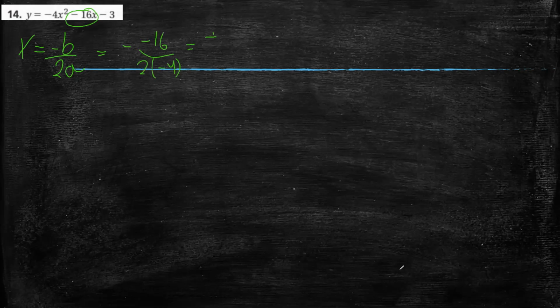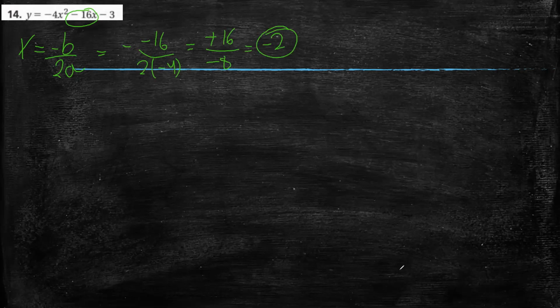Then after that, I need to find the equation of the line of symmetry, the coordinate of the vertex, the y-intercept, and any other point. To find the equation, x equal negative b over 2a. Negative b, where's b? It's negative 16 over 2 times negative 4. Negative times negative is positive, so it's positive 16 over 2 times negative 4, which is negative 8.